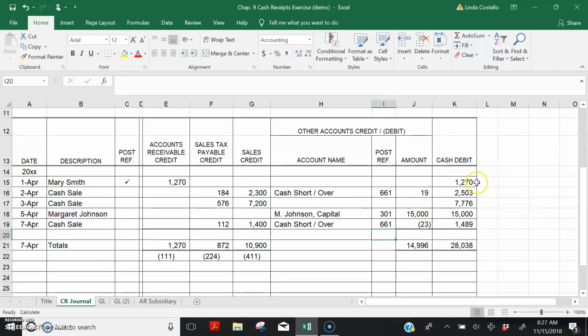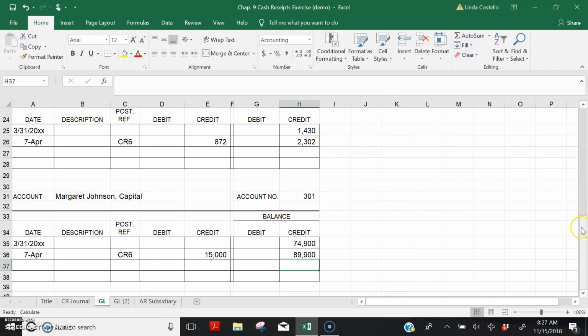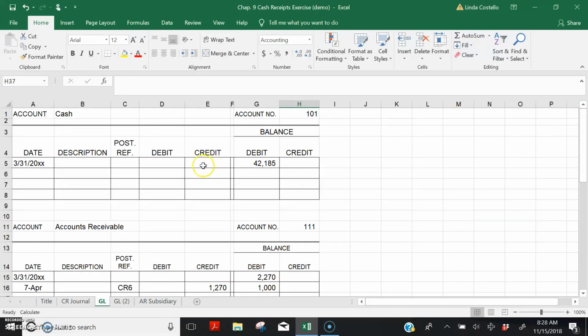And finally, we need to post this $28,038 debit to cash. Turn to the general ledger account number 101. Date April 7th. Posting reference CR6. Debit $28,038, leaving a debit in the account of $70,223. The previous $42,185 debit balance plus the $28,038 debit we just posted.